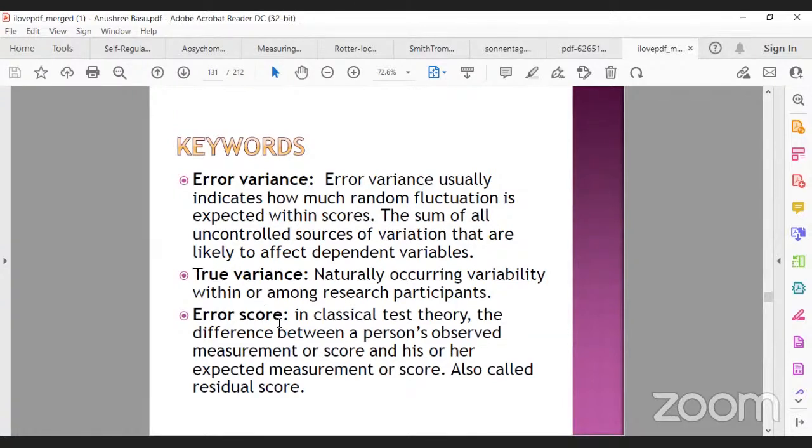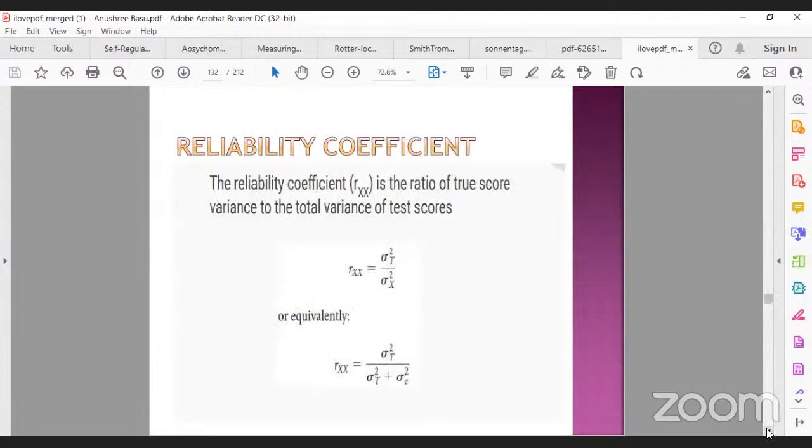So now let's come to error score. In classical test theory, the difference between a person's observed measurement or score and his or her expected measurement or score is called the residual score or error score. So this is a very clear difference between the person's observed score and their expected measurement. If you deduct one from the other, this is how you get the error score. So this is the formula for reliability coefficient. Reliability coefficient is the ratio of true score variance to the total variance of the test score.